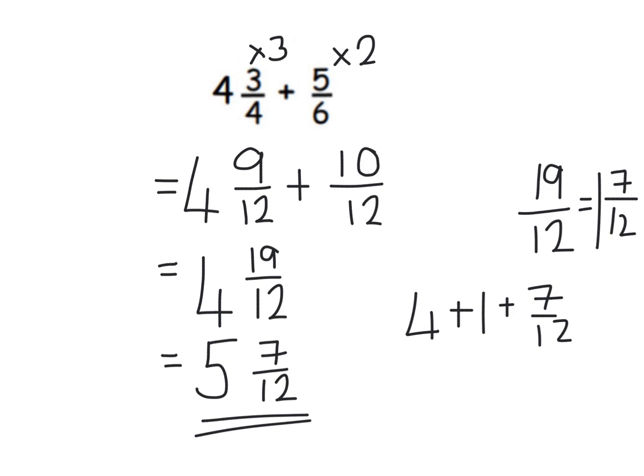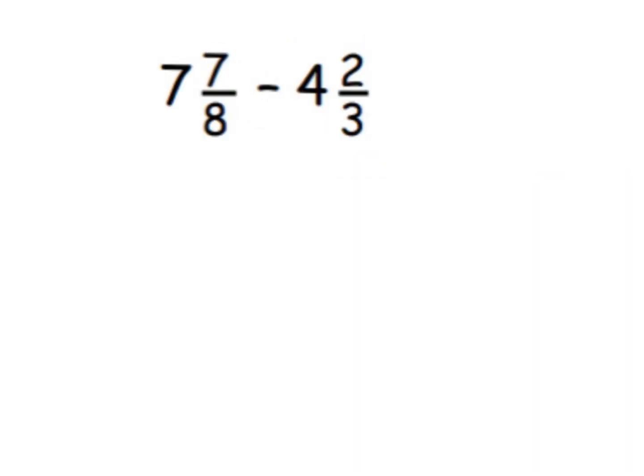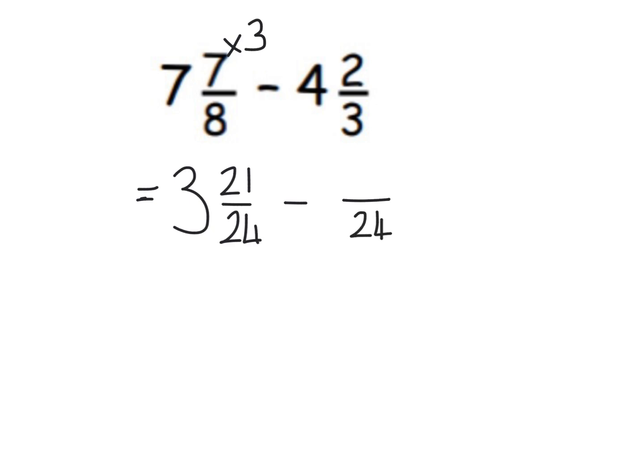Let's try a couple more like that. This one is a takeaway. This time I've got 2 whole numbers. So we're going to do the whole numbers first. We're going to do big 7 take away big 4, leaving us with a big 3. Then I'm going to find the lowest common multiple of 8 and 3, which would be 24. So to turn an 8 into 24, we times by 3. So I times the top number by 3, making it 21 out of 24. To turn the thirds into 24, well, I need to times by 8. So I times the top number by 8, giving me 16.